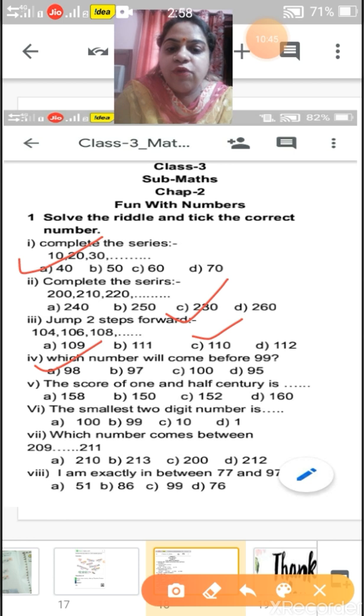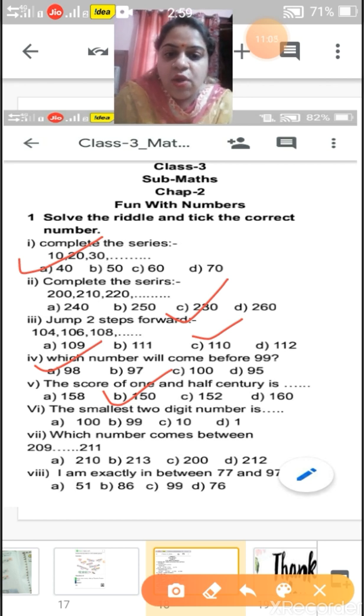The score of 1.5 century is, I told you, yes, your guess is right. That is 150. 100 plus 50 is equal to 150. So 1.5 century is 150. Next, the smallest 2-digit number is your 10. 1 is a single digit and the smallest 2-digit number is 10.